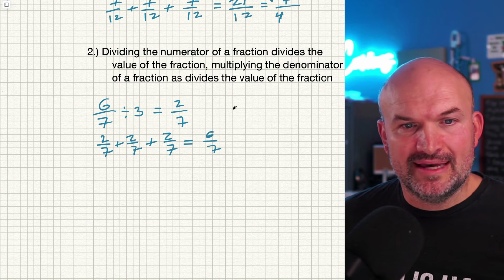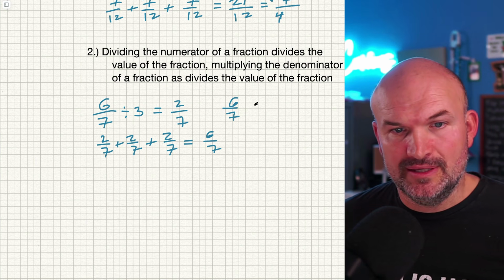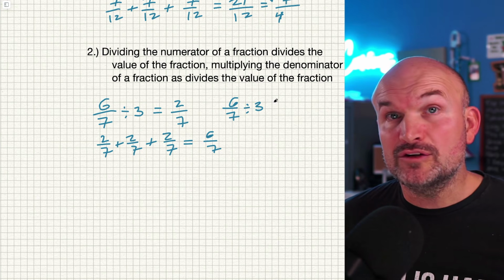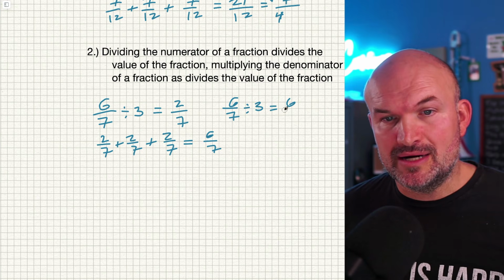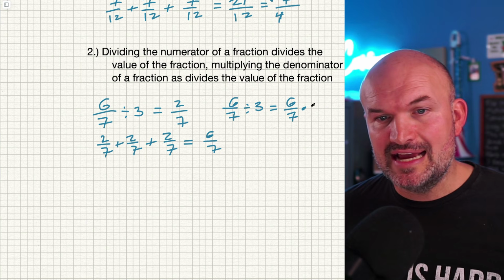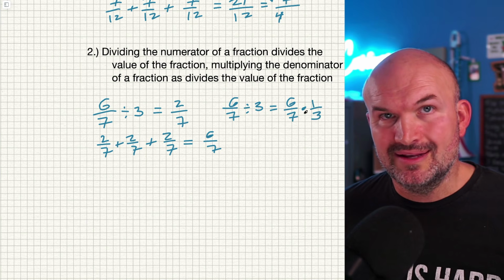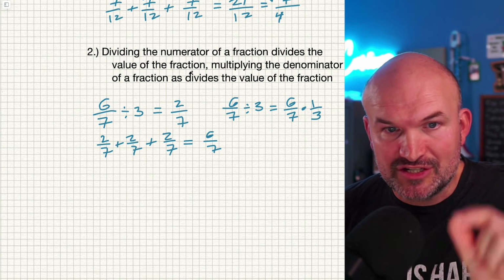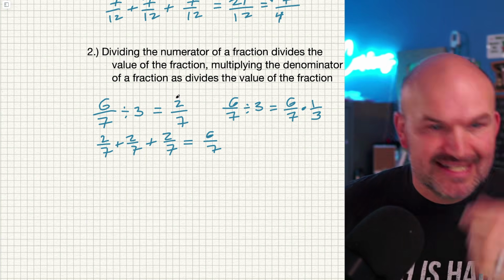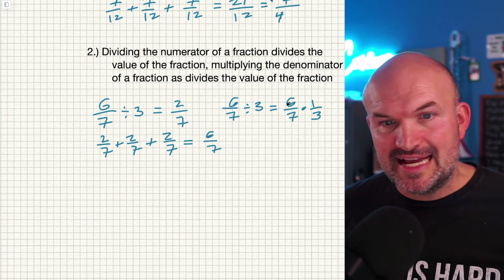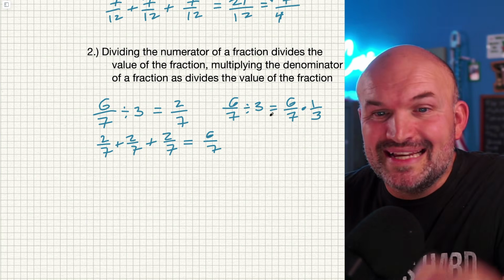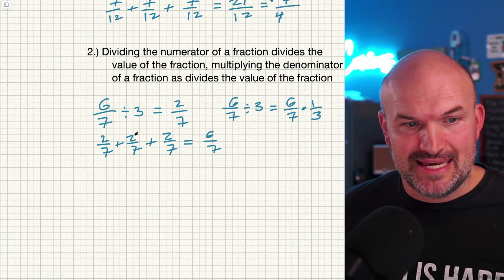Now, another way that we teach inside the classroom is if I'm dividing by 3, I can rewrite that as a multiplication problem of 6/7 times the reciprocal, 1/3. This is why that works, because it's right here. Multiplying the denominator of a fraction also divides the fraction. It's the same operation, guys. That's why a lot of times students forget this. But again, it's the exact same thing.